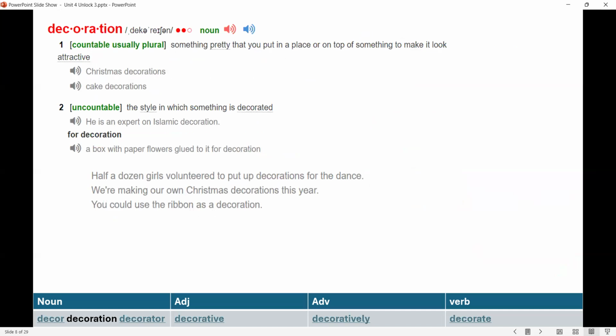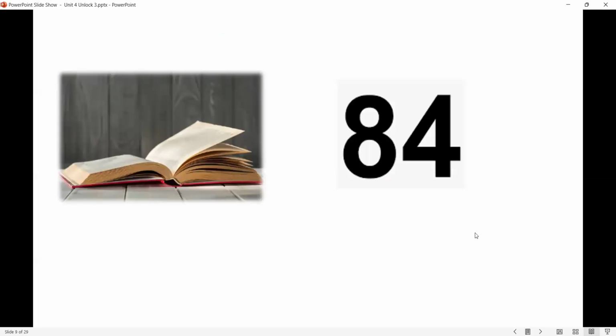Decoration. Decoration is something pretty that you put in a place or on top of something to make it look attractive. Like Christmas decorations, cake decorations. He is an expert on Islamic decoration. You can do something for decoration, like a box with paper flowers glued to it for decoration. Page 84.